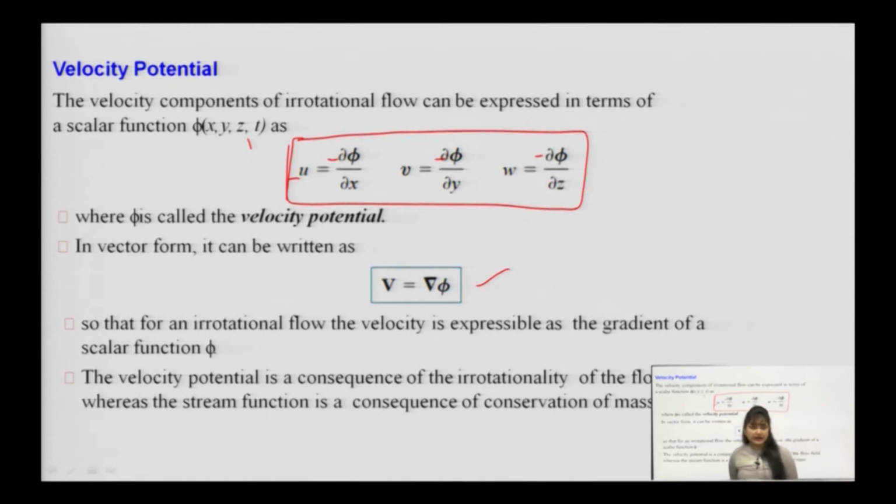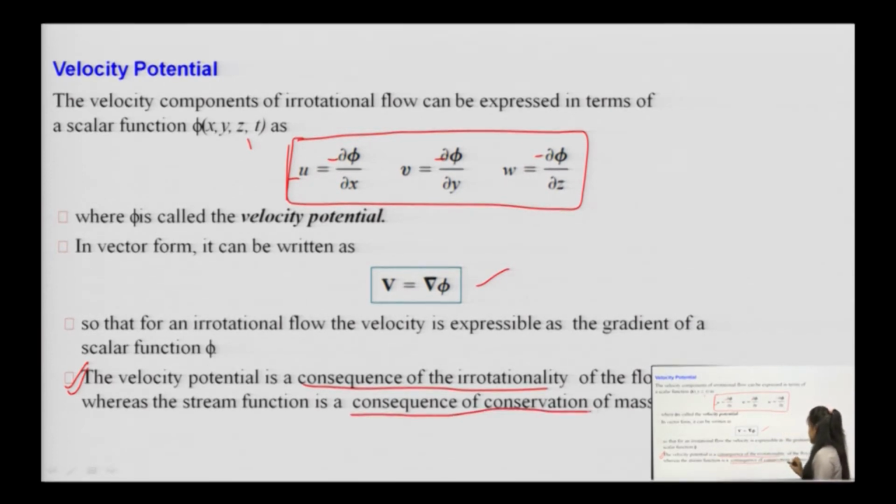Now, the thing is that for an irrotational flow the velocity is expressible as a gradient of what? Scalar function of phi. The velocity potential is a consequence of irrotationality of the fluid flow, whereas the stream function is a consequence of conservation of mass. This is the major difference. We can note down this point, that it is a consequence of irrotationality of the fluid flow, while the stream function is a consequence of conservation of mass.